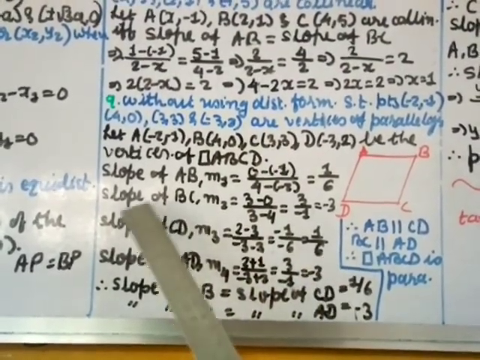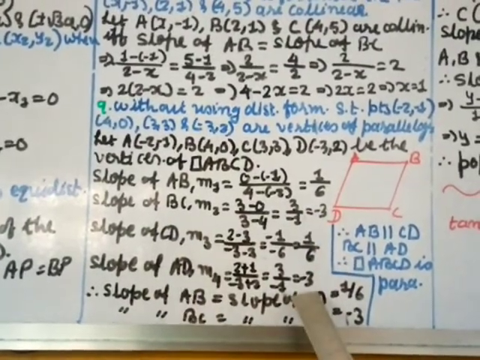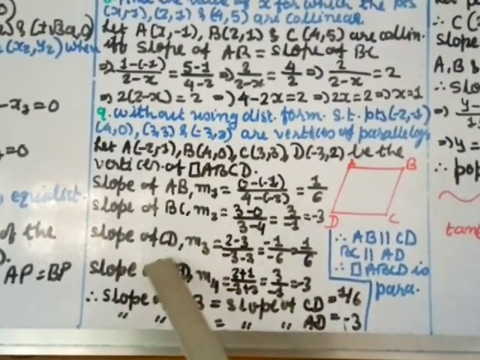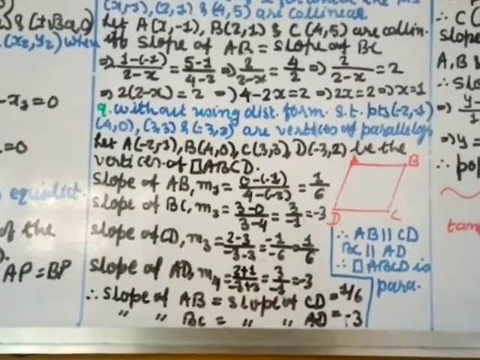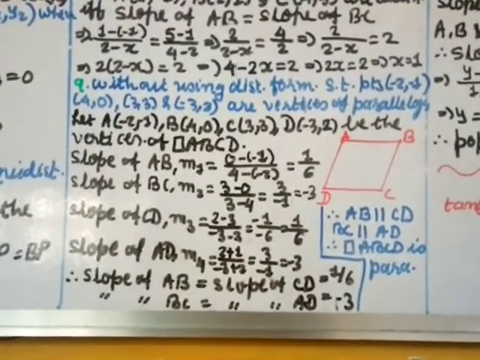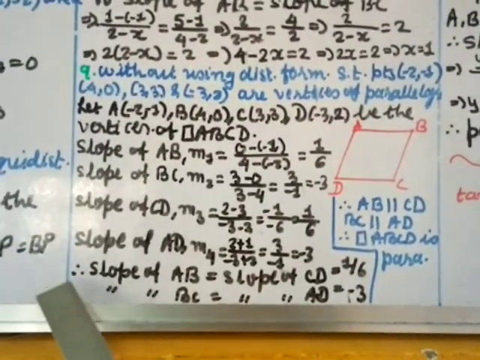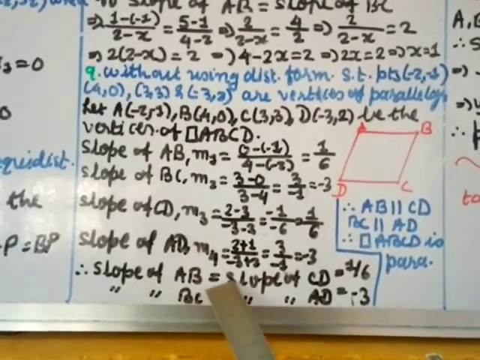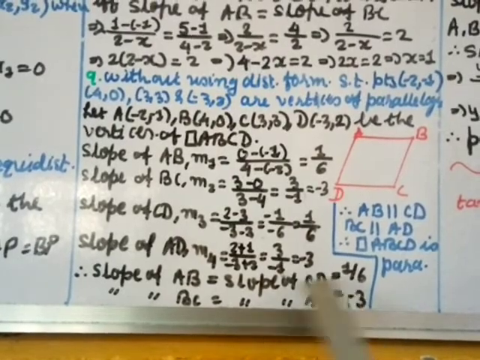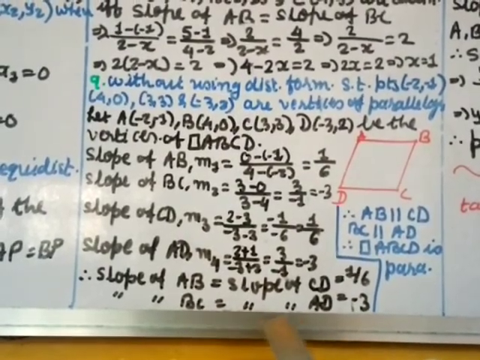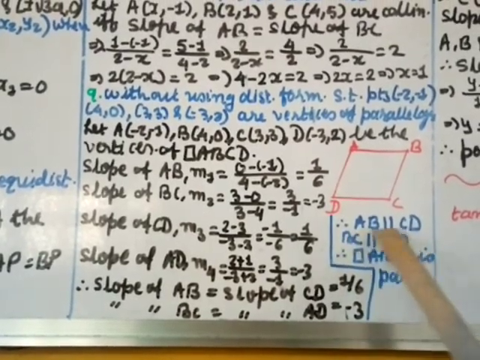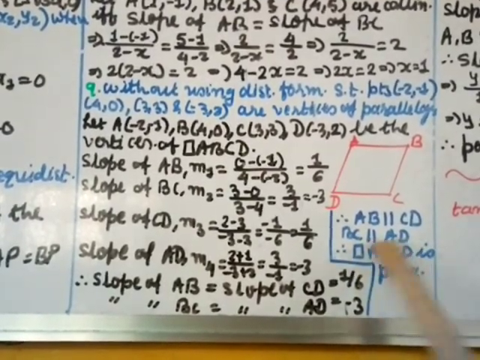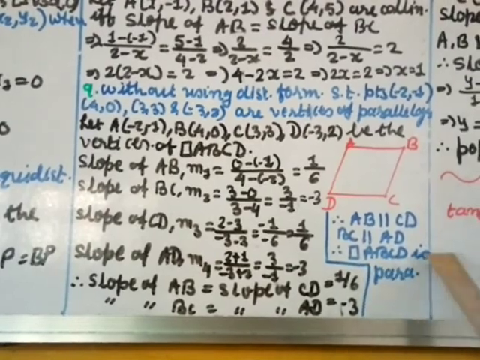Now you can see that the BC slope and AD slope are the same, and the AB slope and CD slope are the same: 1 by 6, 1 by 6, minus 3, minus 3. So opposite sides are parallel. If the opposite sides are parallel, that means it is a parallelogram. Therefore slope of AB equals slope of CD equals 1 by 6, and slope of BC equals slope of AD equals minus 3. So AB is parallel to CD and BC is parallel to AD, therefore quadrilateral ABCD is a parallelogram.